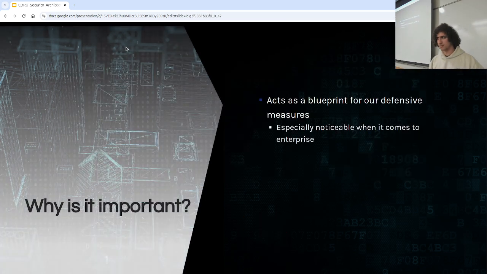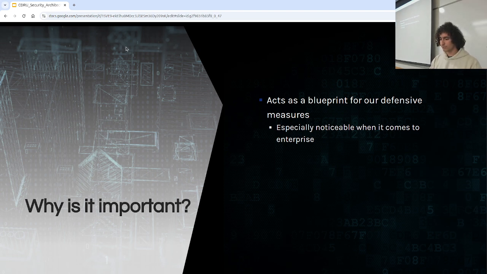Why is having good security architecture important? It acts as a guideline to our system of defense. Think of it as an actual architectural blueprint. It helps us map out our action plans and our defensive implementations. So what having a good written down architecture allows us to do is have really fast reactive measures when we get hacked, or if we get hacked, and it keeps our proactive measures effective.